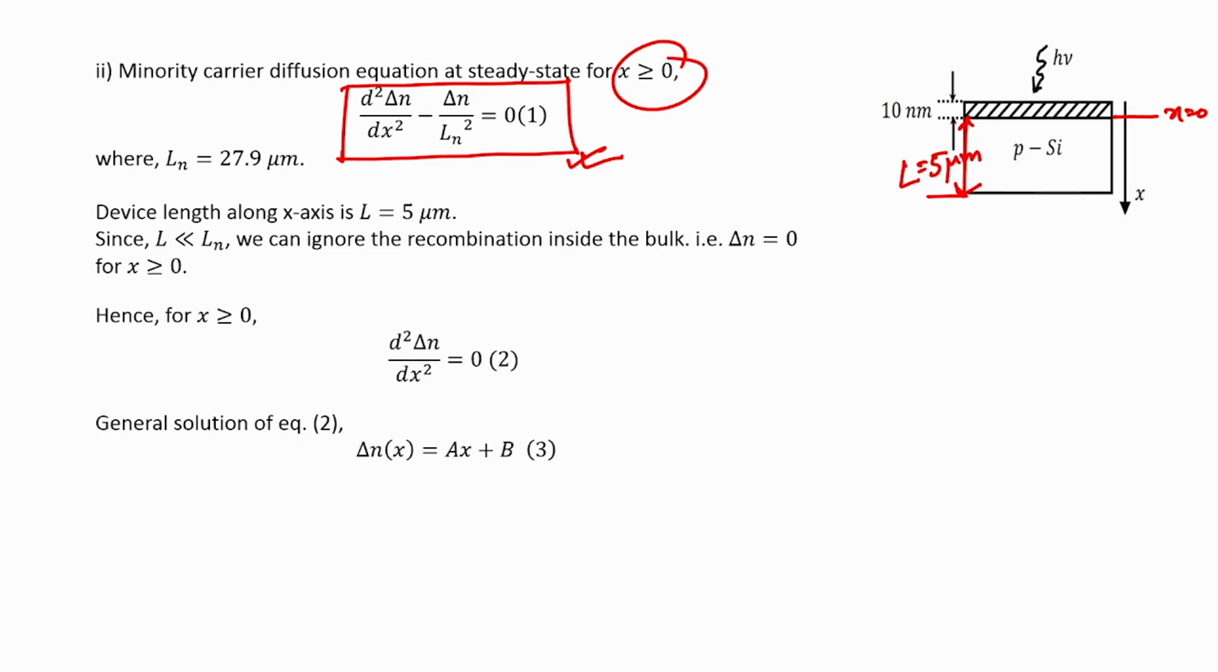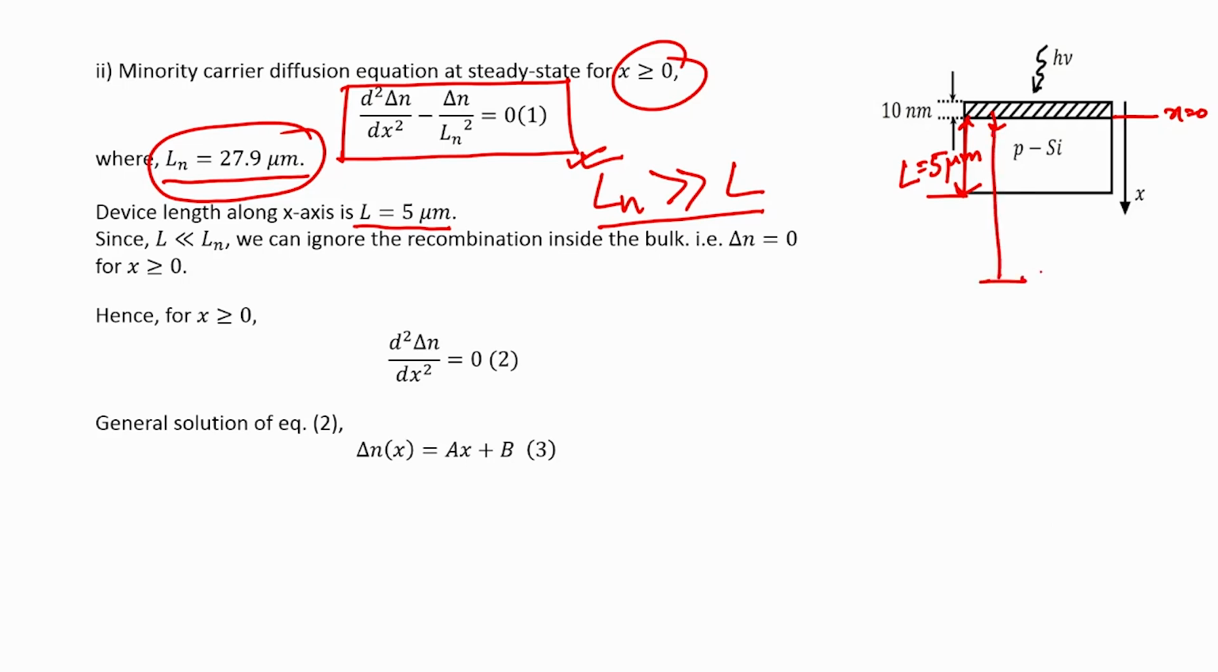Now, as calculated previously, the diffusion length of the electron is 27.9 micrometer and the device dimension is given as 5 micrometer. So, if you compare these two values, Ln we can consider as much larger, much greater than L. So, what does it signify? That Ln is basically the diffusion length, that means on an average after injecting an electron, that electron goes 27.9 micrometer before it recombines with a hole.